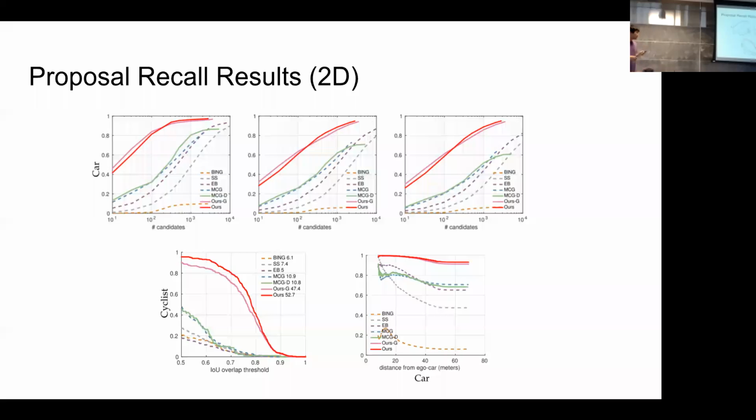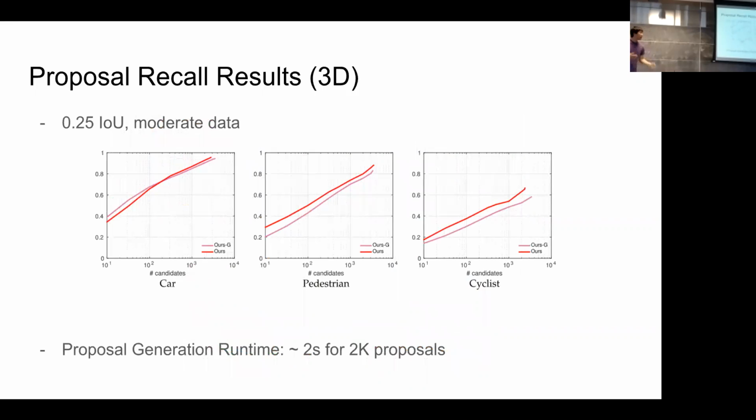So this is proposal recall in 2D, where we get 3D proposals and then project them into image space. Now for 3D recall, which is a slightly different measure, we use 0.25 for intersection over union rather than 50%, and this is plotted over the moderate data. The main thing to notice is that it takes quite a bit more proposals to achieve the same recall rate as 2D proposal recall.